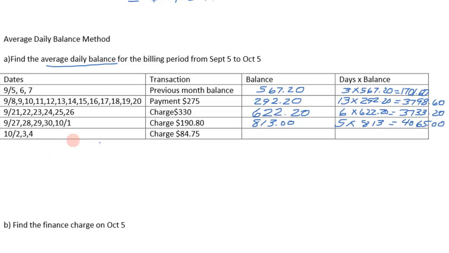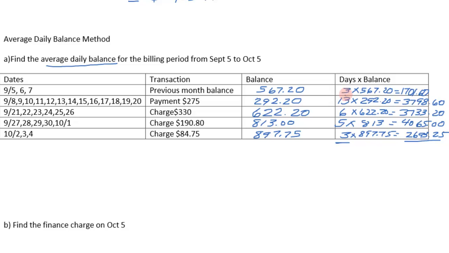So 2, 3, and 4, and so add $84.75 to $813, and now you have $897.75. And you have 3 days of that. 3 times $897.75. And so that gives you $2,693.25. Okay.